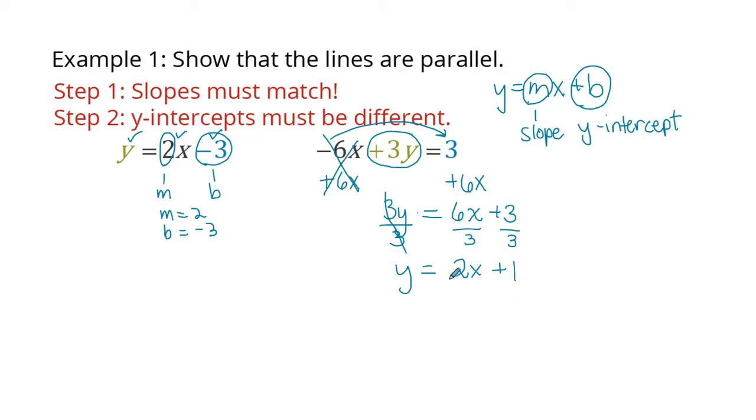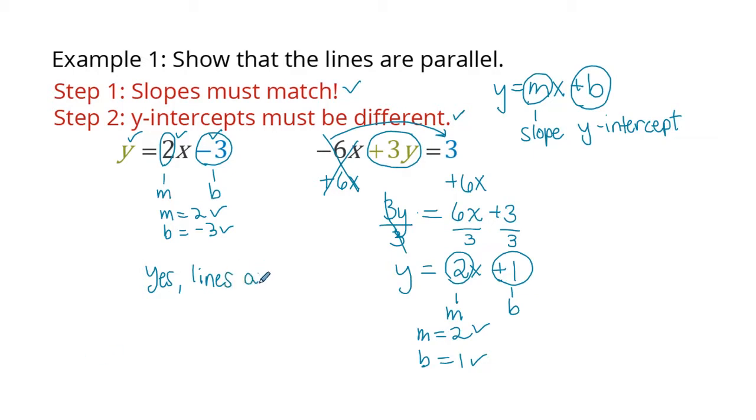So let's go ahead and look. This is my m. This is my b. Let's make sure our criteria are matching. My m is 2. My b is 1. Is this working out? Slopes match. M matches each other. Perfect. My y-intercepts must be different from each other. -3 is different from 1. Perfect as well. So therefore, yes, these lines are parallel. These equations make parallel lines. Okay, so that is what you are trying to accomplish here.